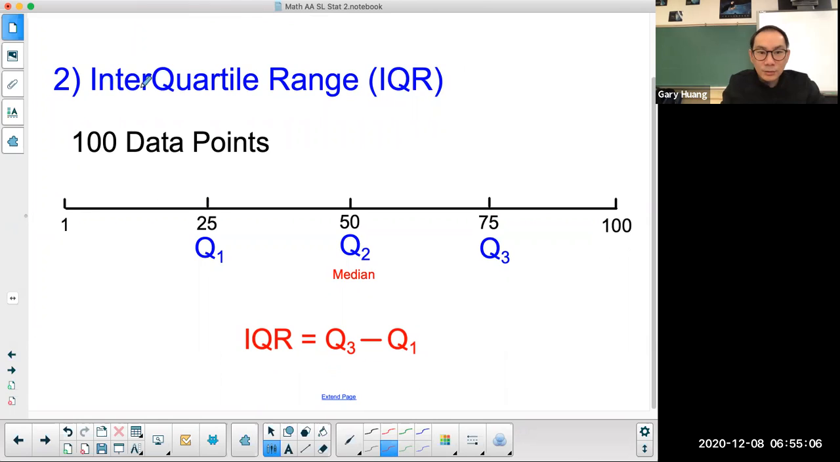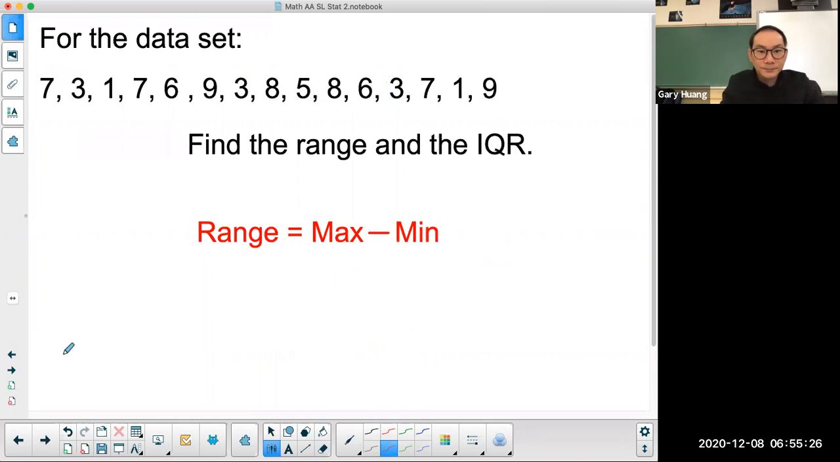So what's an interquartile range? The IQR? Well, it's the difference between Q3 and Q1. So it's like the range of the middle 50% of your data set. Third quarter minus first quarter. Well, let's look at an example.